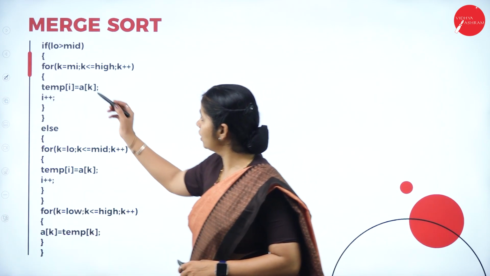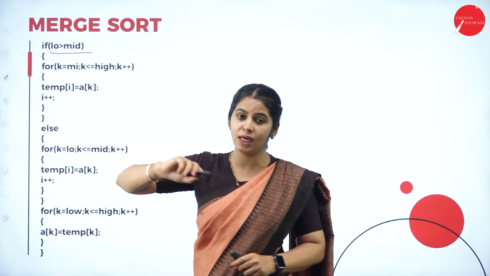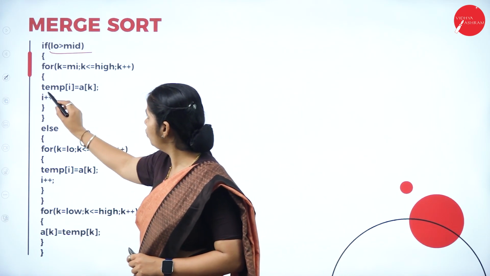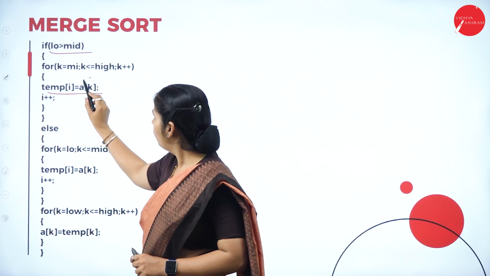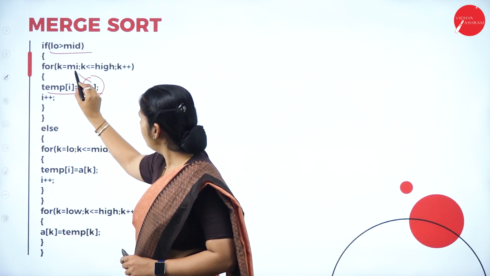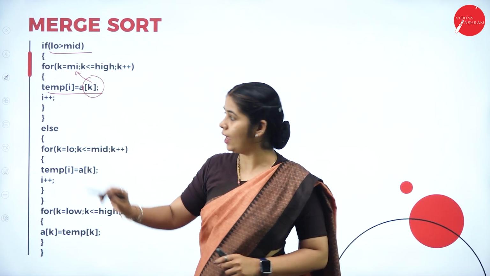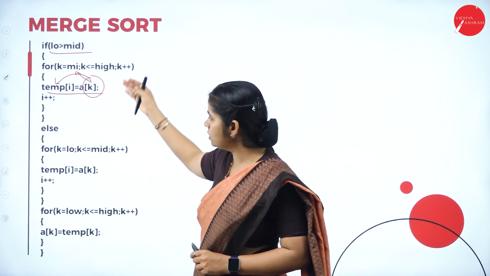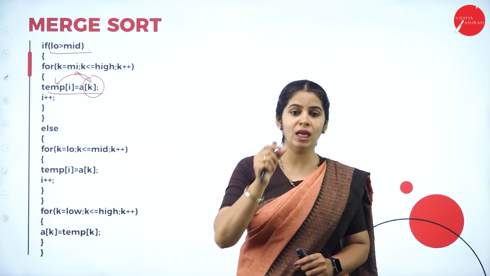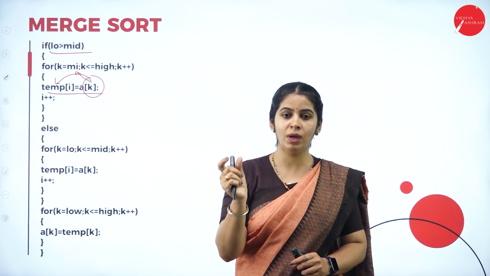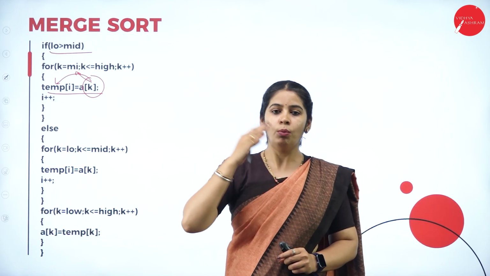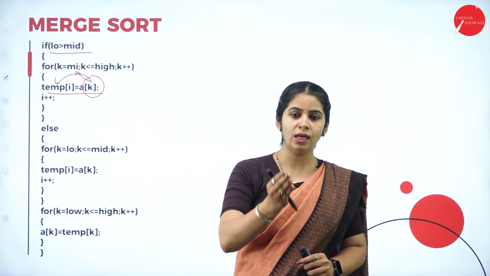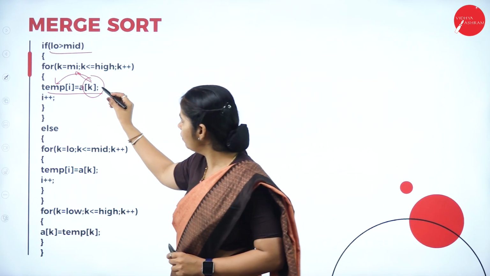Next we check if low is greater than mid. If the low value is greater than mid, we have to transfer the k value, which is nothing but the mid value, into the temporary variable. In all this procedure, we are comparing a single element to the other element. If the element is lower, put it in the earlier index, or if the element is greater, put it in the next index. That's what we are doing.